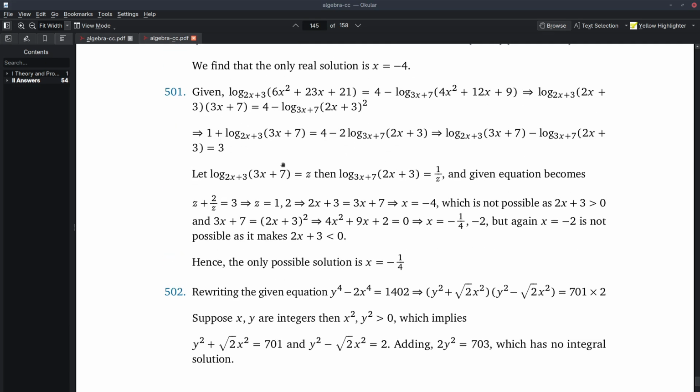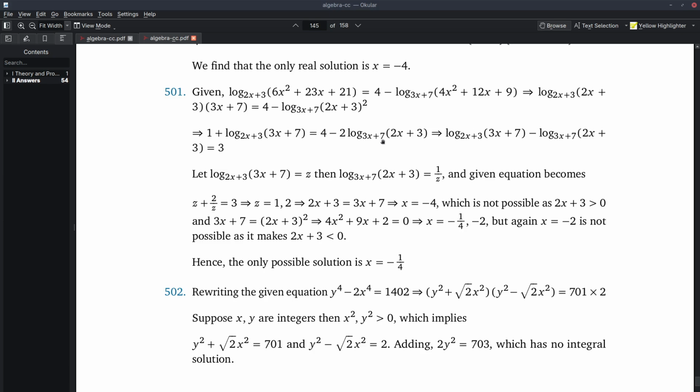So we are given this. Left hand side we split into two factors, that is 2x plus 3 into 3x plus 7. And the right hand side, the expression inside brackets, that is 4x square plus 12x plus 9 becomes 2x plus 3 whole square. Now if you look at left hand side, it will become 1 plus log of 3x plus 7 by 2x plus 3, because log of 2x plus 3 with the same base would be 1. And right hand side we bring 2 to the coefficient, which becomes 4 minus 2 log of 2x plus 3 with base 3x plus 7.